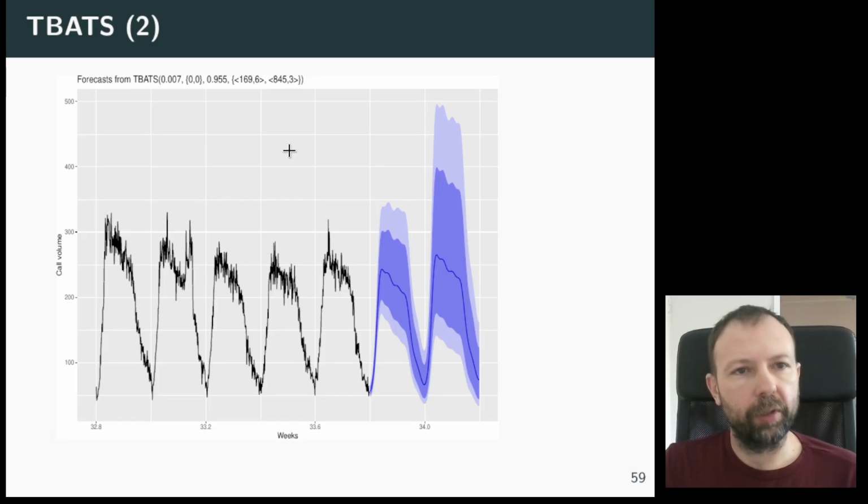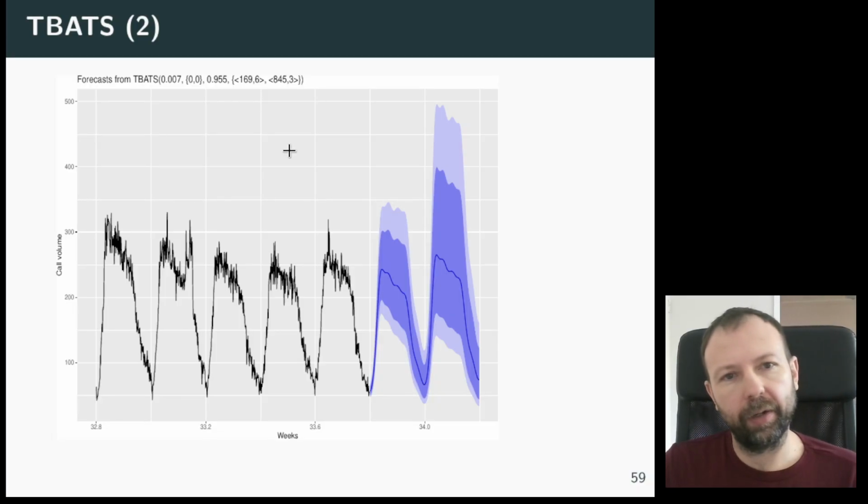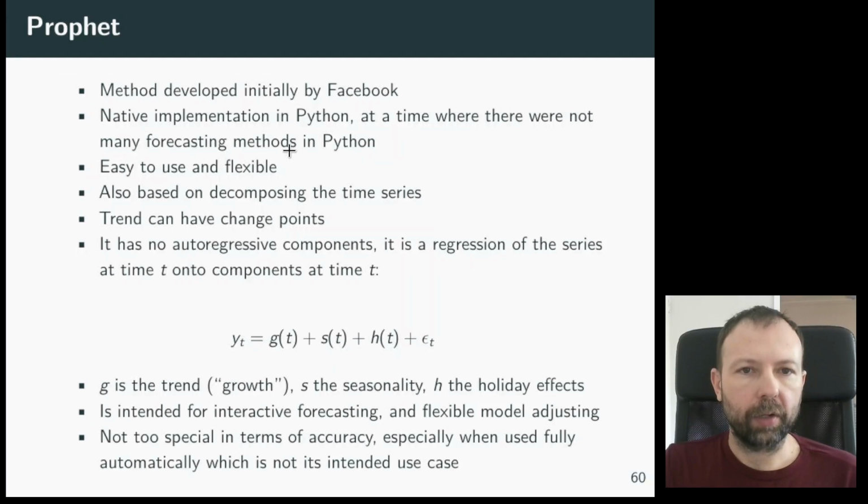Yeah, and here I give you an example. So this is some call volume. So basically these are, I don't know, call center time series. Yeah, where you model here the seasonality. And here this is, yeah, exactly. Okay.